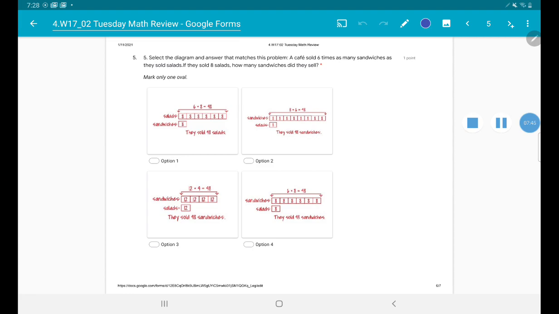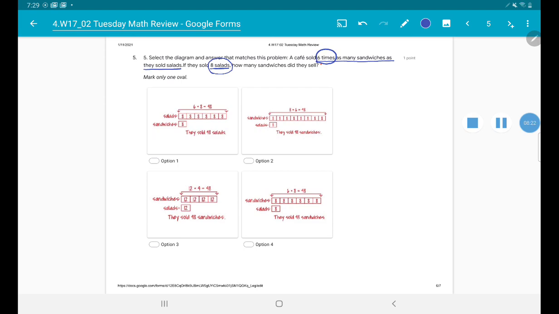Number 5 says to select the diagram and answer that matches the problem. A cafe sold 6 times as many sandwiches as they sold salads. If they sold 8 salads, how many sandwiches did they sell? Well, I know that they sold 8 salads and they sold 6 times as many sandwiches as they sold salads. So I'm looking for the model that shows that they sold 8 salads and 6 times as many sandwiches.